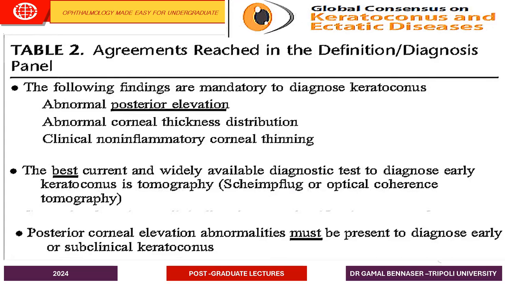One of the important recommendations is that for the diagnosis of keratoconus, the abnormality in the posterior elevation of the surface of the cornea should be documented. Also, there should be an abnormal corneal thickness distribution, rather than just the thickness of the cornea. There should be an abnormal thickness pattern or profile of the cornea.